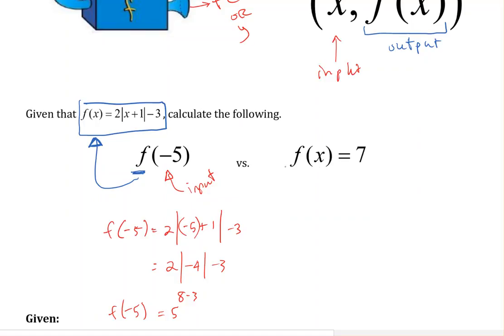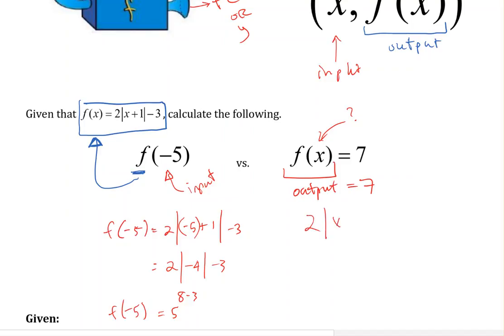Now the second symbol, f of x equals 7, gives us a different piece of information. We don't know the input. But what we do know is that the output is equal to 7. So we know in this case what our function is equal to. We're trying to identify what number we could put into our function in order to produce this output. So this problem is solved differently.